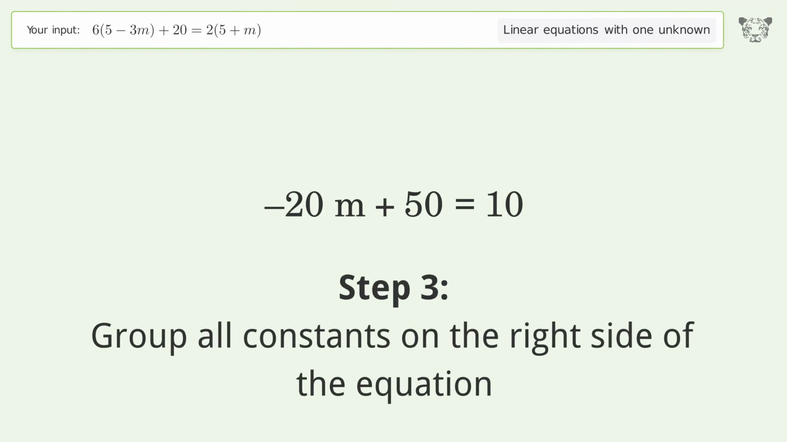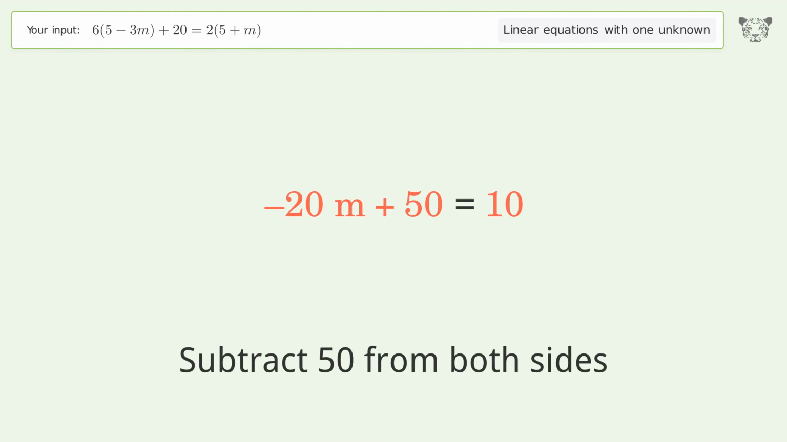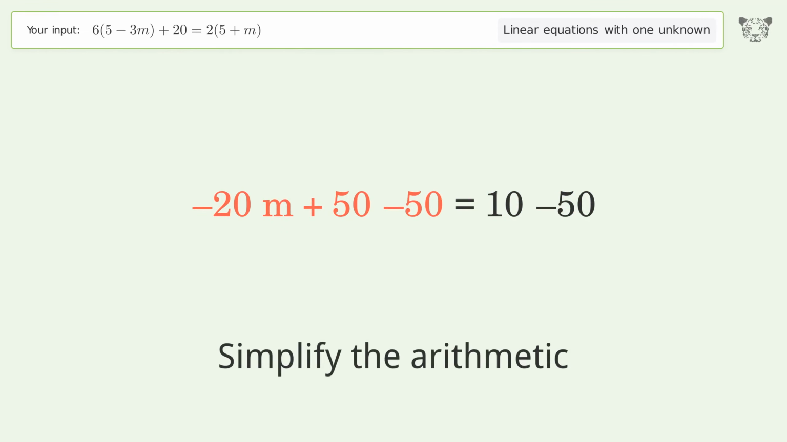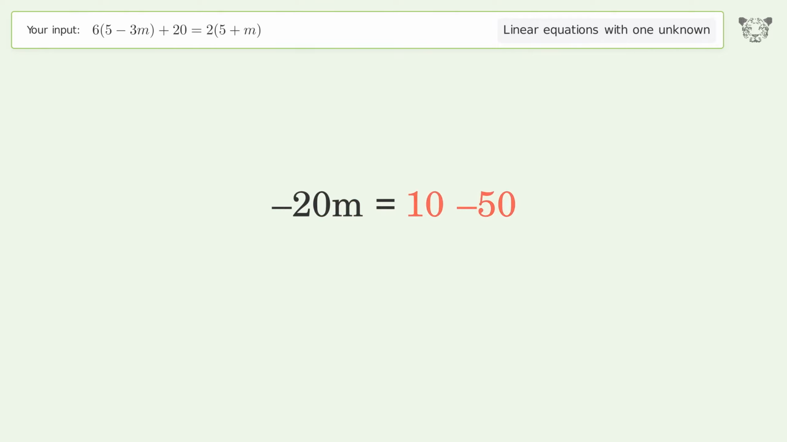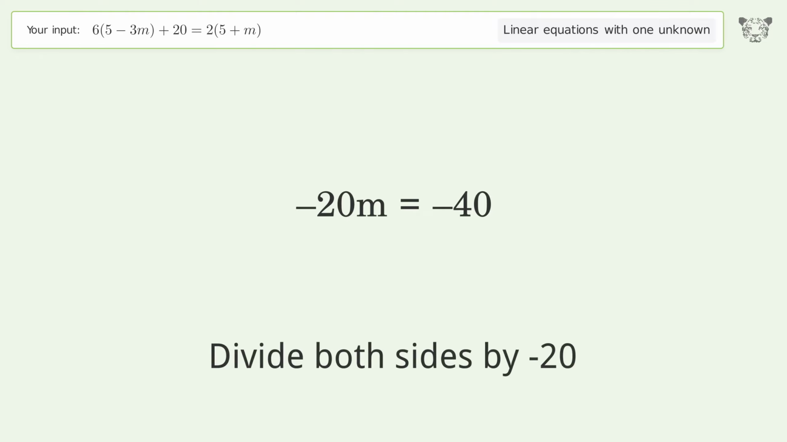Group all constants on the right side of the equation. Subtract 50 from both sides. Simplify the arithmetic. Isolate the m. Divide both sides by -20.